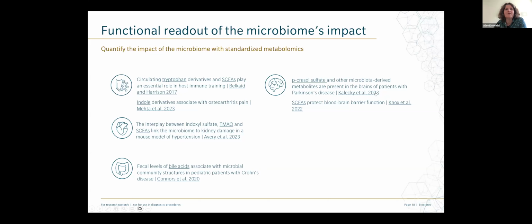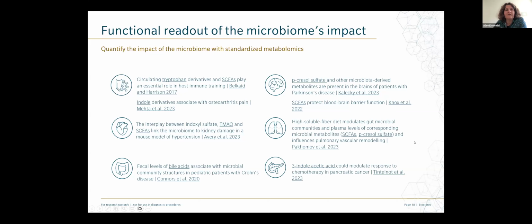And so this specific paper by Kaleski et al. is discussed there. There are also many studies showing that short-chain fatty acids protect the brain by strengthening the blood-brain barrier. The lung is also an organ that is influenced by what we eat. And so if this is something that interests you, this is one paper that you can look into, linking short-chain fatty acids and p-cresol sulfate to pulmonary vascular remodeling. And then the last example I want to give here is linked to the pancreas, and more specifically to pancreatic cancer.